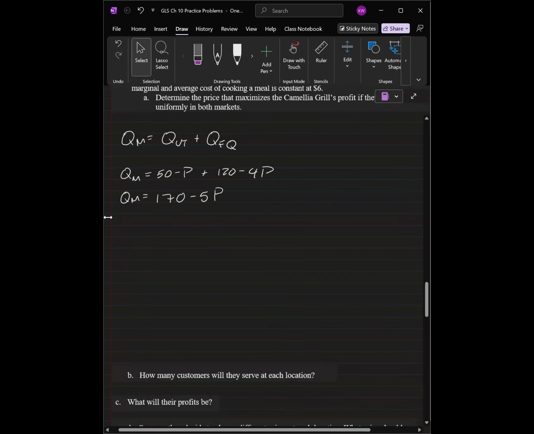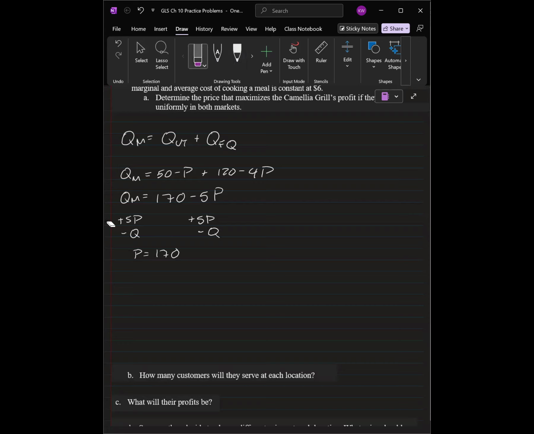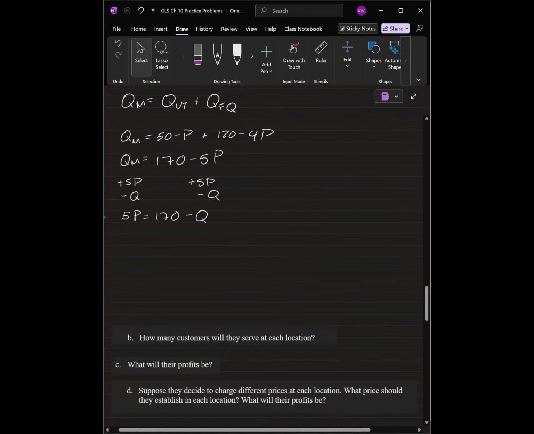From here, in order to figure out the price they're going to charge and the amount they're going to serve, we need to solve for Camellia Grill's inverse demand equation. So we're going to solve for price. We'll add 5 times the price to both sides and subtract quantity. So we get 5 times the price equal to 170 minus quantity. Then we divide both sides by 5, so we get price equal to 34 minus 1/5 times quantity.